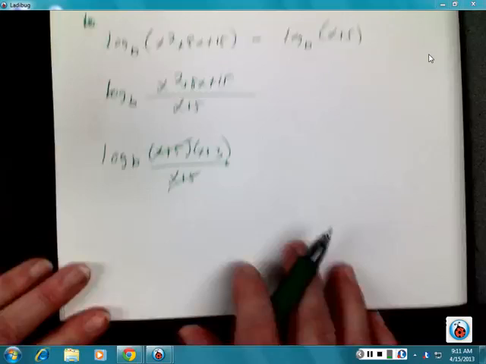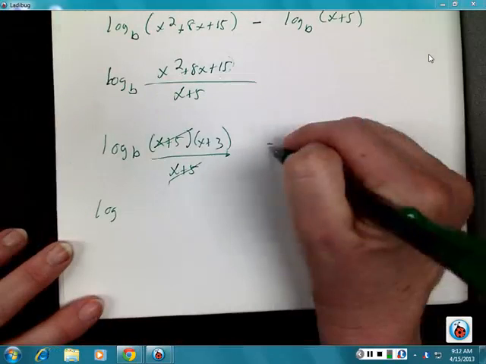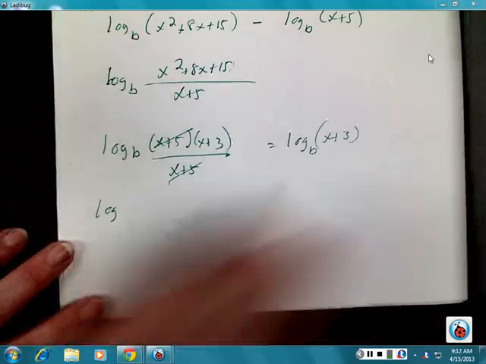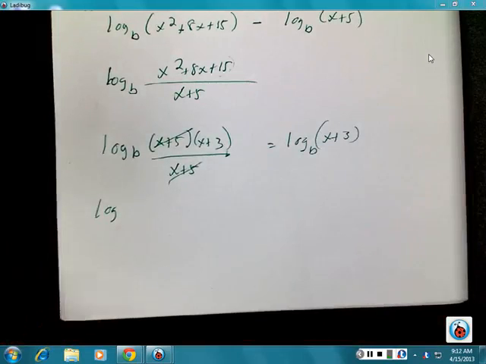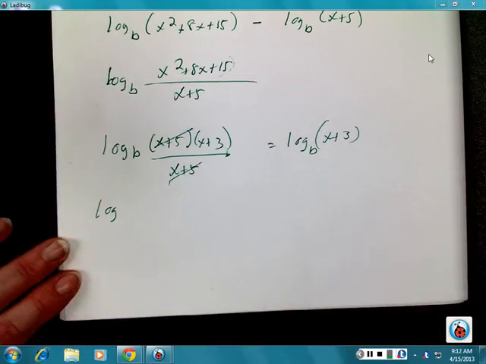How about this one? Log... Wait, so that's your answer? Yep, my answer is log b x plus 3. Yep, that's my answer. The exponent, x plus 3. Okay. Yep. That's my answer. So that would be what I have with that one.